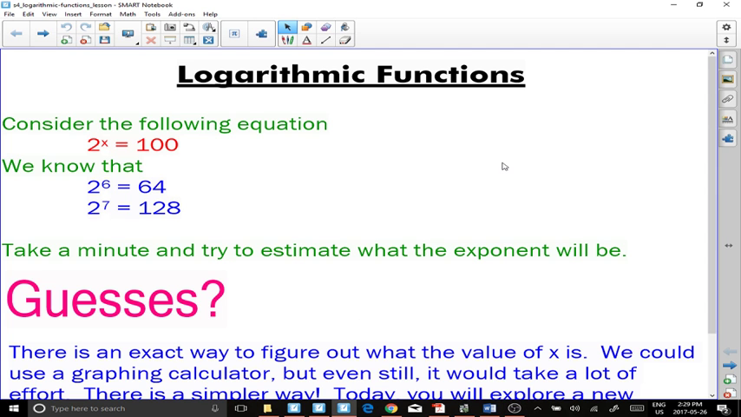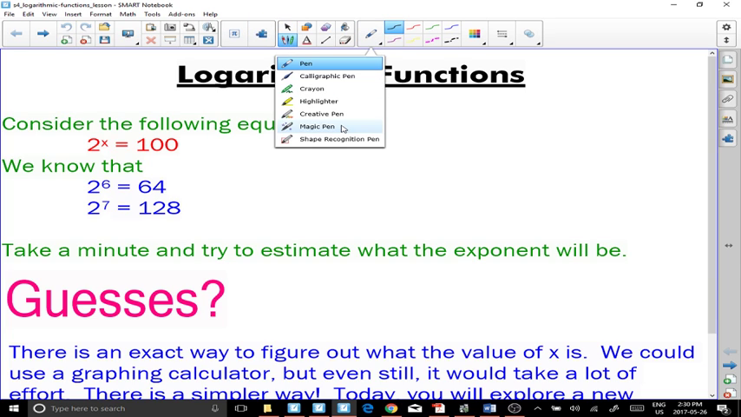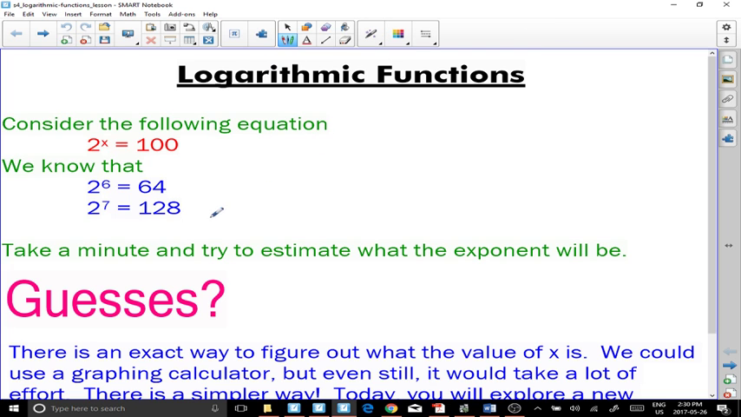Today we're going to take a look at logarithmic functions. We will start our look at logarithmic functions with pondering a very special situation. Hopefully this will get you ready for what we're looking at here.